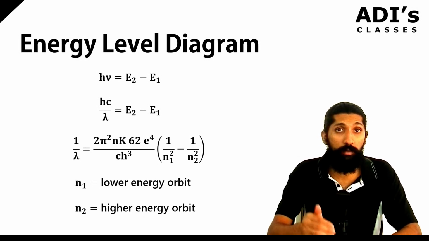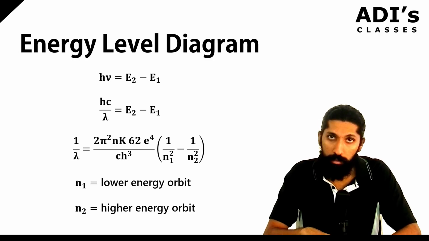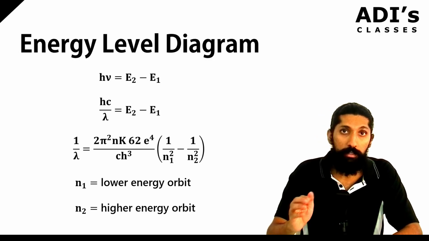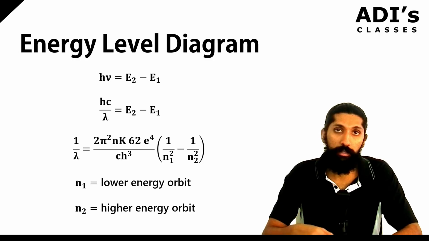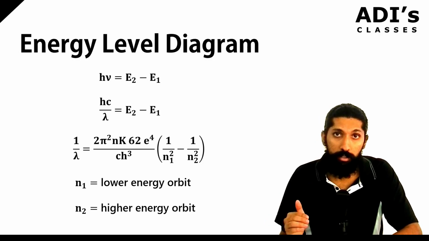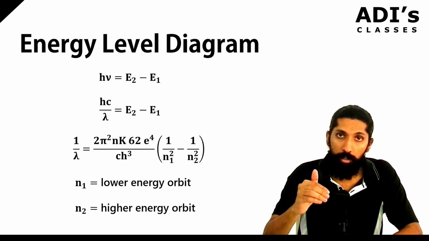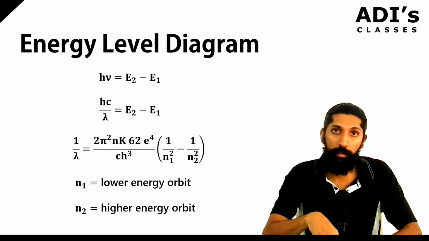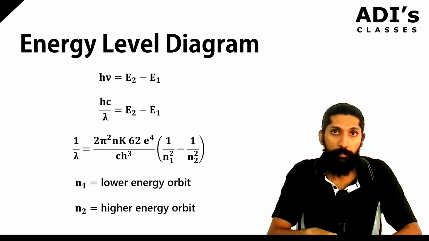Okay, now what are n1 and n2? n1 is the initial orbit. n2 is the final orbit. The electron jumps from the initial orbit to the final orbit. Correct. Then it returns back to the original orbit, in the sense, the initial orbit.